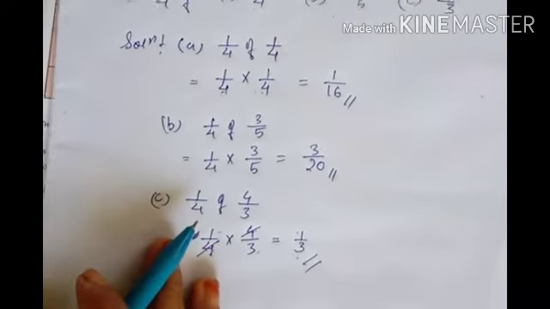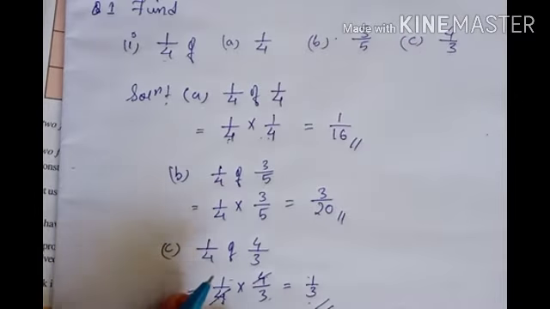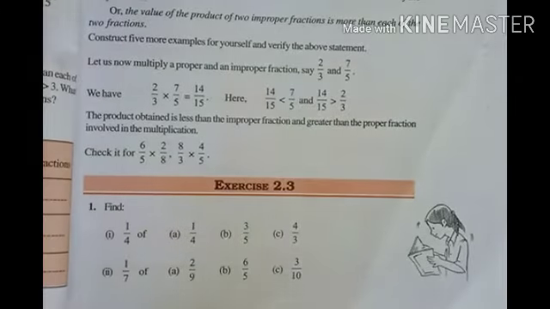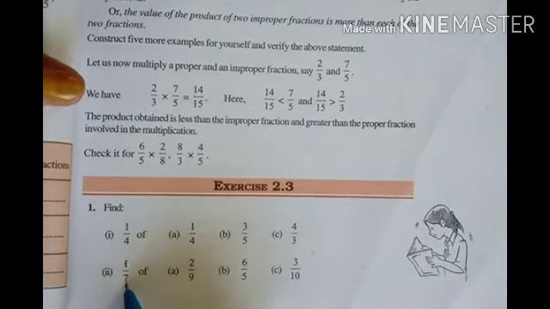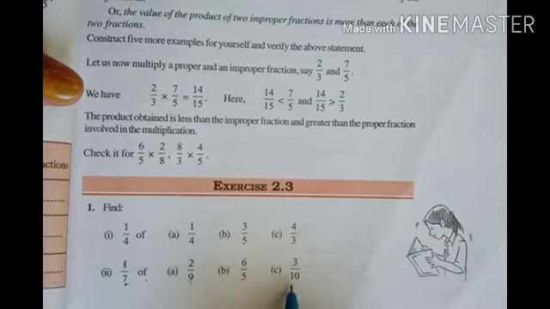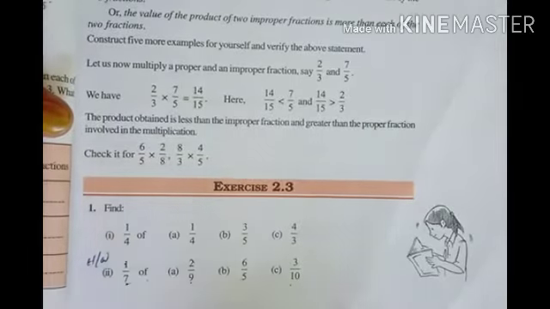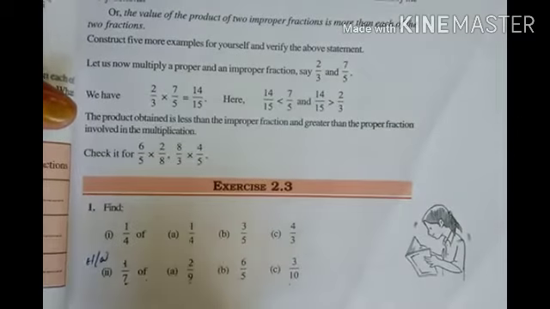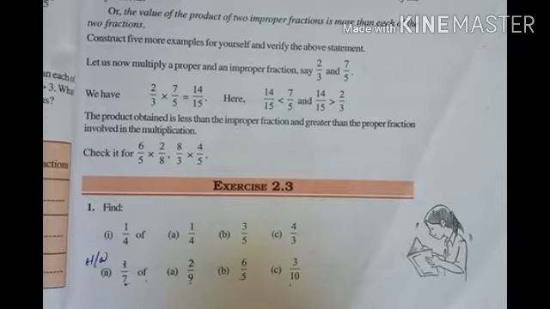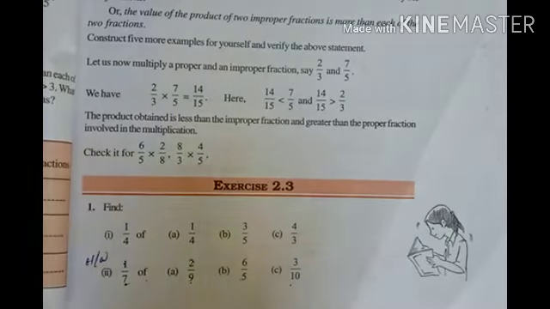For question number 2, I will show you the question: 1 upon 7 of 2 upon 9, 6 upon 5, 3 upon 10. This question is your homework. If you face any difficulties, you can comment on my video. Now the next question.